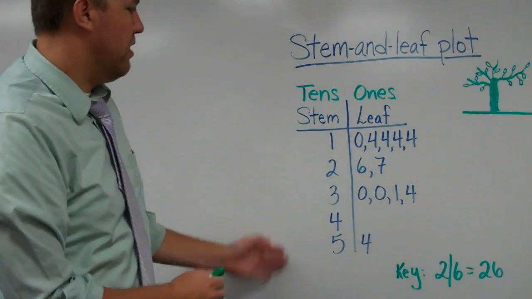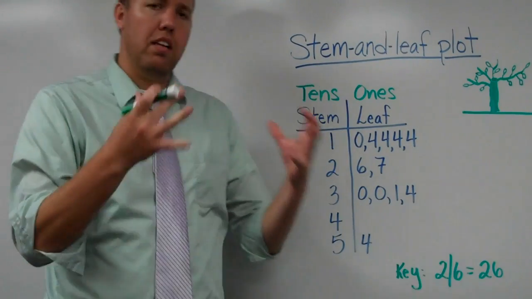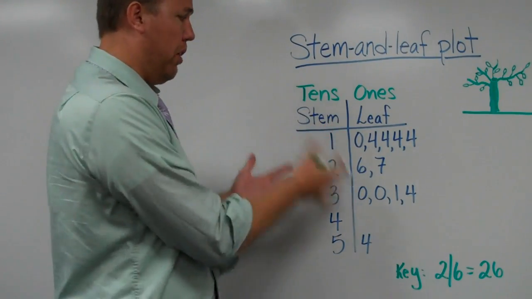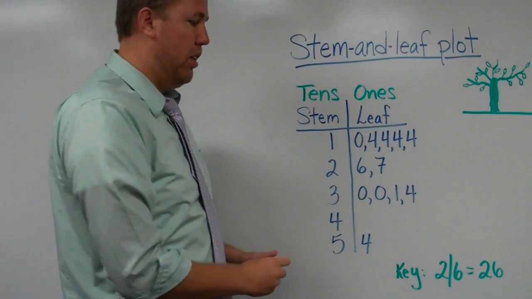So as we look at reading a stem and leaf plot, we take all of our numbers in our data and we organize them by place value, just like that.